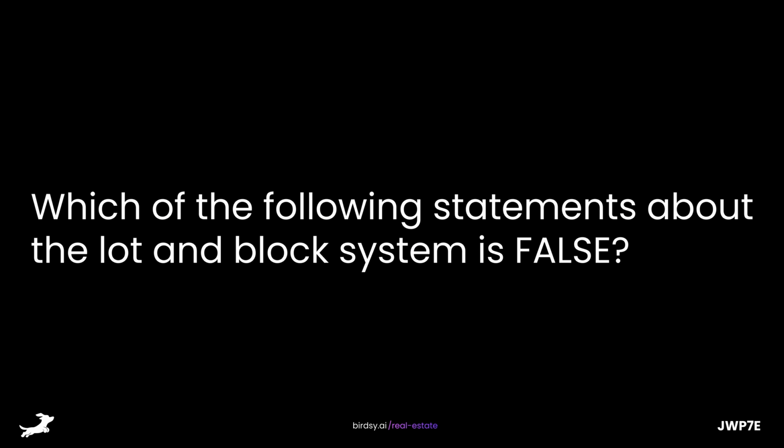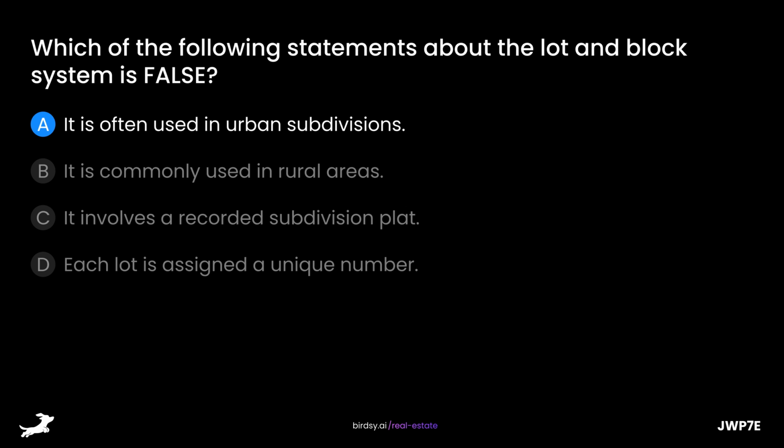Which of the following statements about the lot and block system is false? Is it A, it is often used in urban subdivisions, B, it is commonly used in rural areas, C, it involves a recorded subdivision plat, or D, each lot is assigned a unique number? The answer is B, it is commonly used in rural areas.